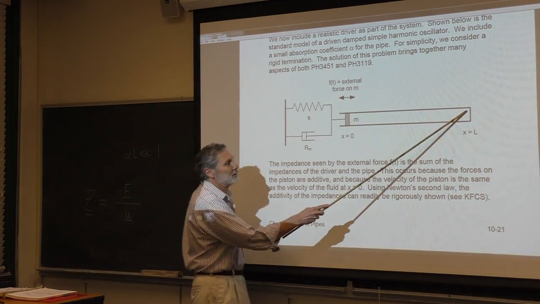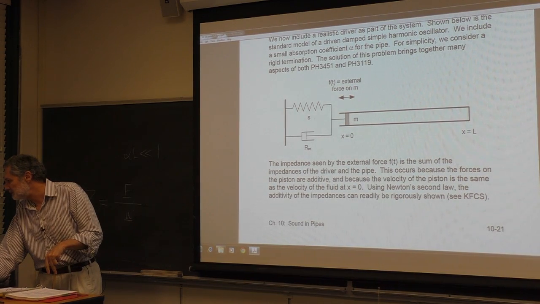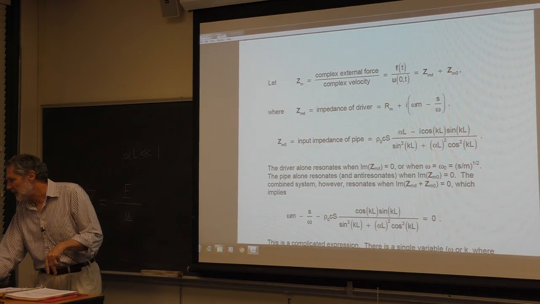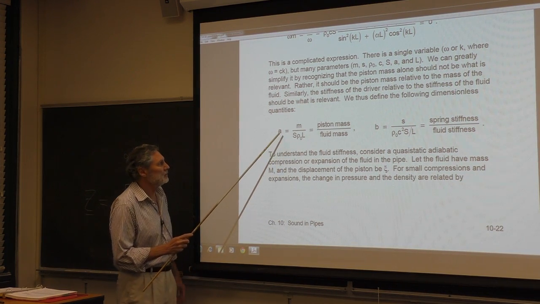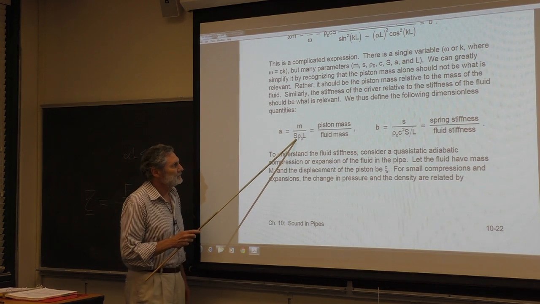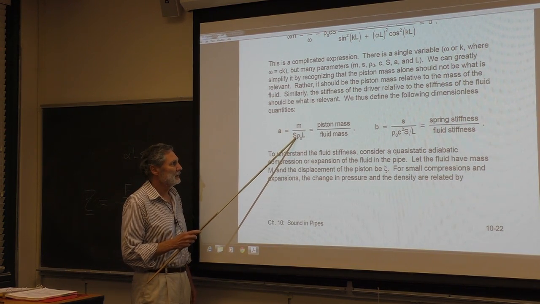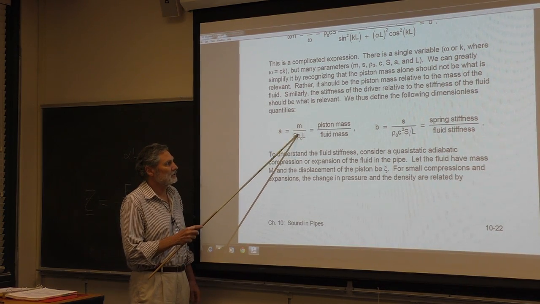There's mass in here, right? So it's very natural to look at a parameter, which is the ratio of the masses. Here we're going to call it, following the textbook, little a. M is the mass of the piston. The mass of the fluid is the mass per unit volume times the volume.